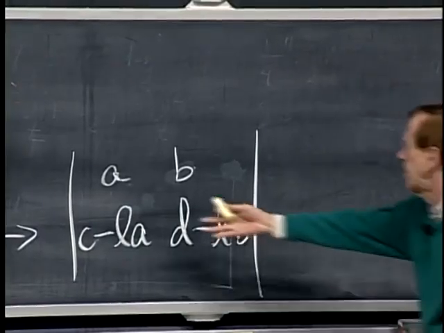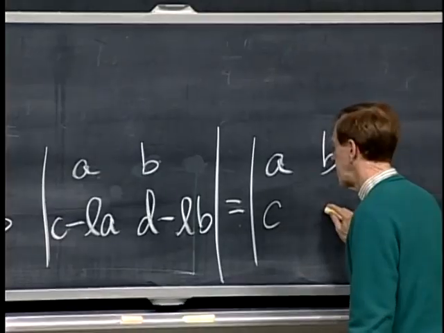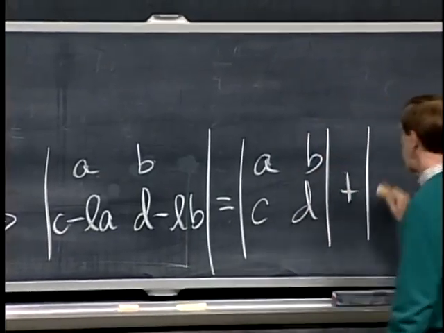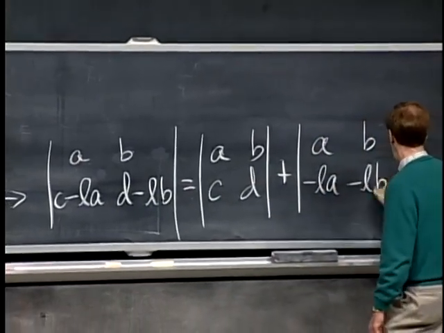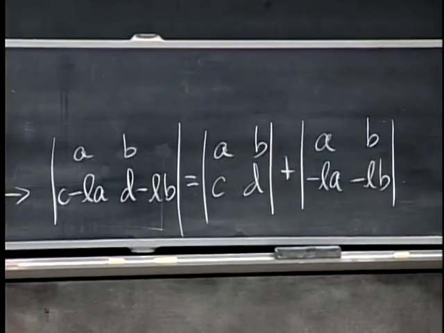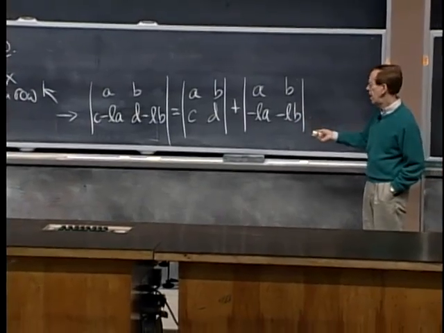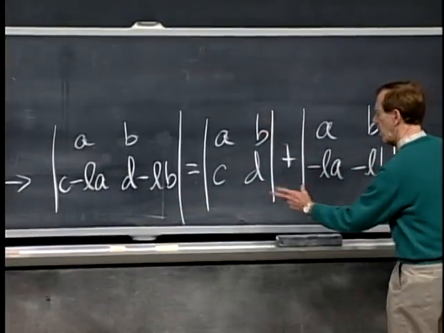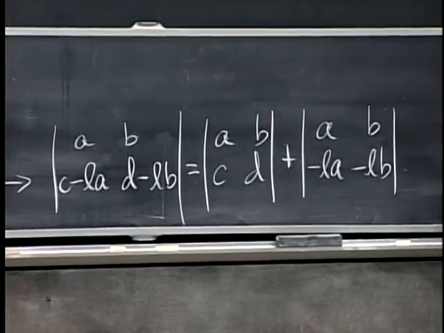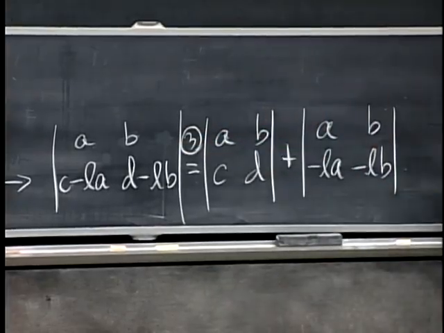So what property? Well, of course, I'm keeping the first row the same, and the second row has a C and a D, and then there's the determinant of the A and the B, and the minus LA, and the minus LB. So what property was that? 3B. I kept one row the same, and I had a combination in the other row, and I just separated it out. Okay, so that's property 3. This is by number 3. 3B, if you like.